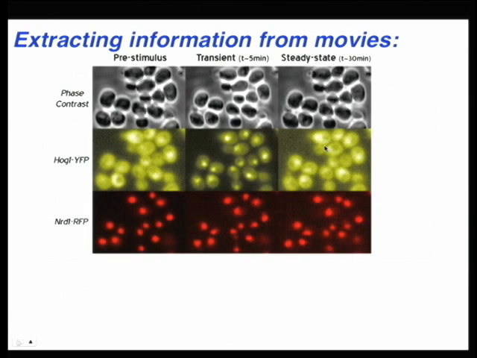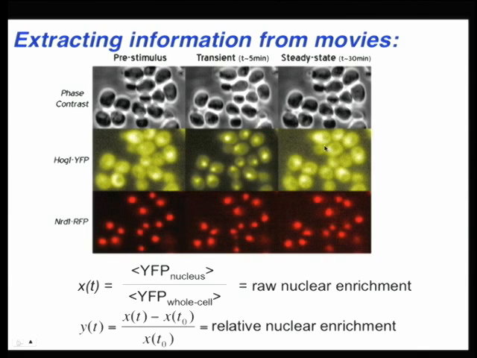So I wrote some scripts to extract quantitative signals from each of the cells in the experiments. We defined first the raw signal, which is the pixel average of the intensity in the nucleus over the pixel average of the intensity in the whole cell.